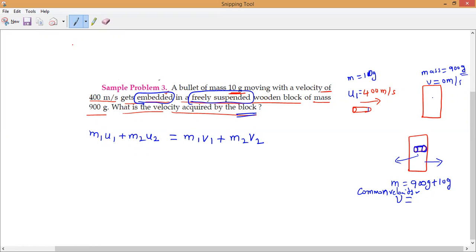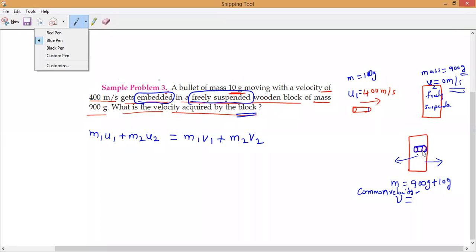And what is its initial velocity? It is just freely suspended. Freely suspended means velocity is equal to what? Velocity is 0. So that is what you have to understand.